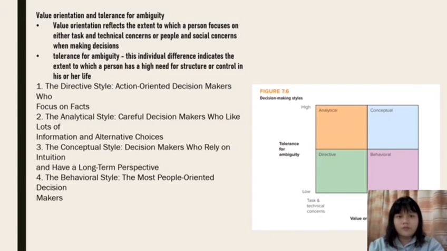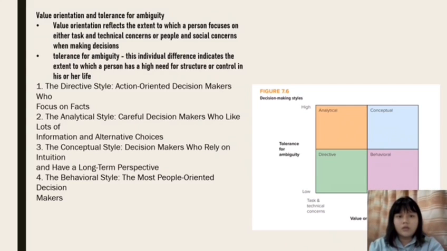Prioritization and tolerance for ambiguity. Prioritization refers to the extent to which a person focuses on either task and technical concepts or people and social concerns when making decisions. Tolerance for ambiguity. This individual difference indicates the extent to which a person has a high need for control in his or her life.